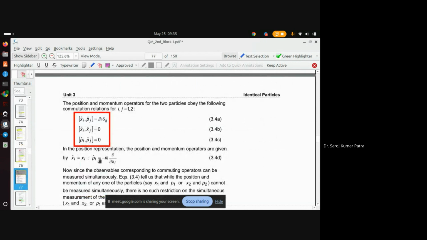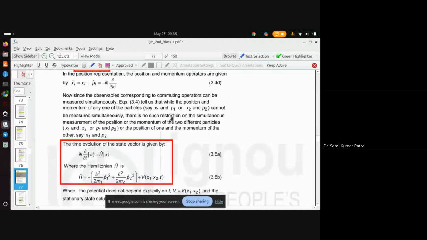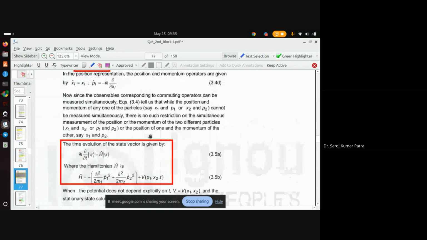The position and momentum again: [xi, pj] will be equal to i h-bar delta ij, [xi, xj] will be equal to 0 and [pi, pj] equal to 0, following from the previous discussion. And how exactly will the time evolution be? i h-bar del psi by del t will be equal to H psi. Are all of you familiar with this one? This is 3.5a, the Schrodinger equation, time evolution, right? Yes, sir.